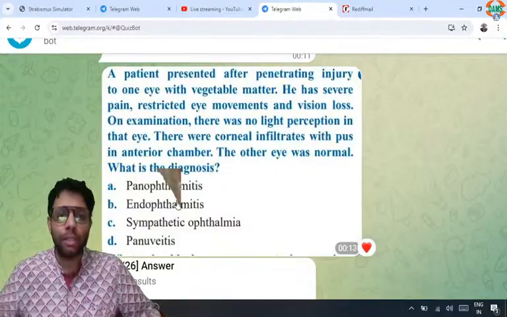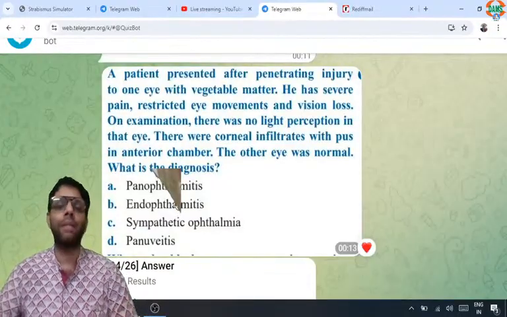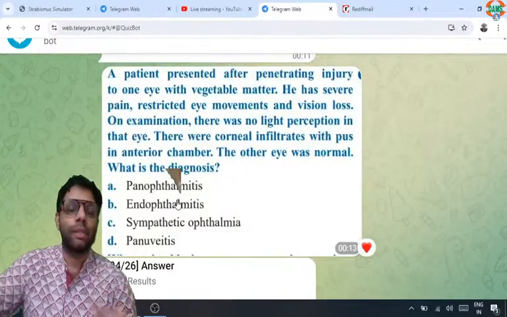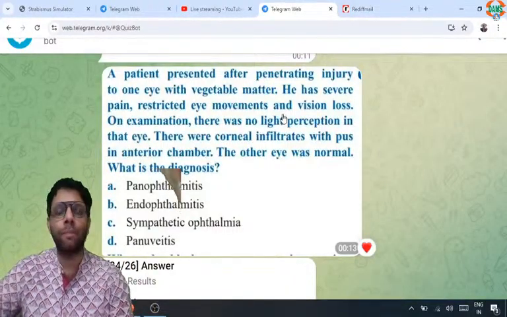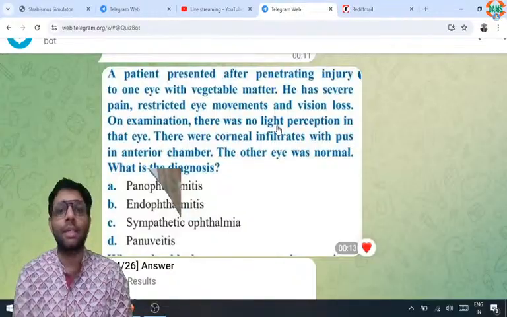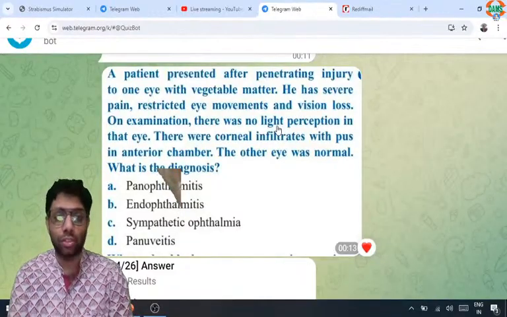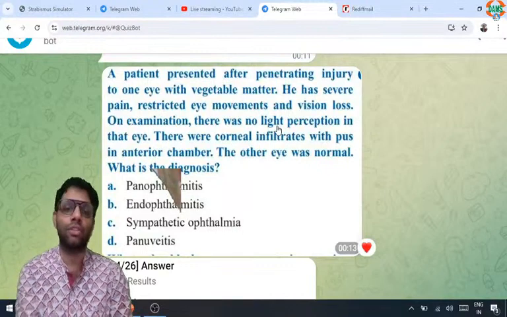Treatment of panophthalmitis: here you have to save the eye. So systemic antibiotic. Please remember, systemic antibiotics have no role in endophthalmitis. Systemic antibiotic is the treatment of choice for panophthalmitis, but here there is no light perception. So if I give the question, systemic antibiotic, second evisceration, or third enucleation, then the answer is evisceration. Painful blind eye in panophthalmitis, evisceration is done.